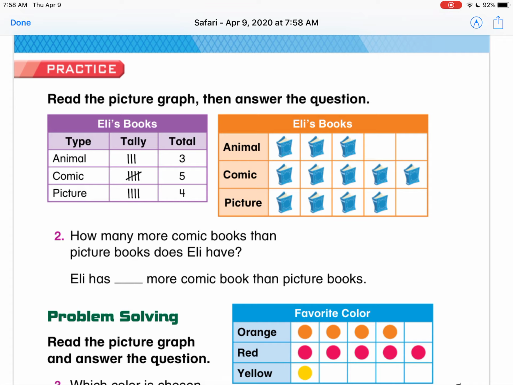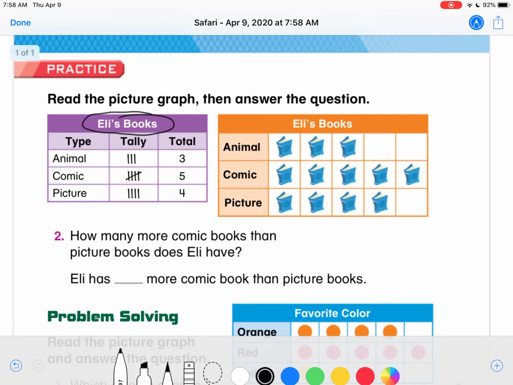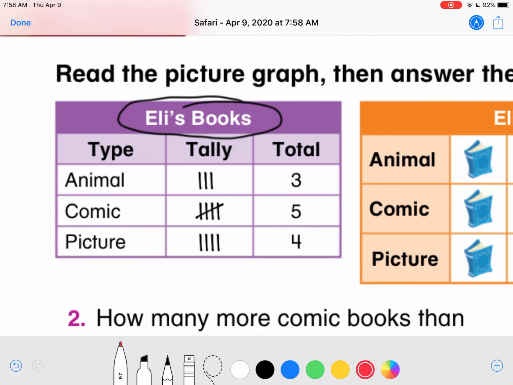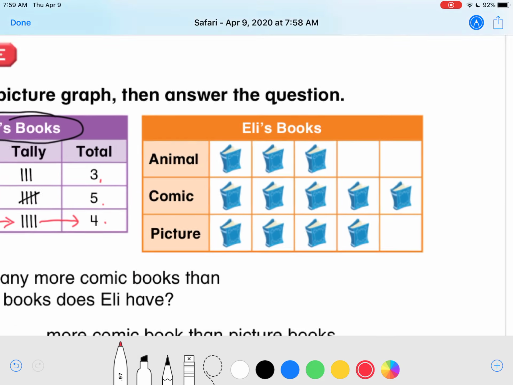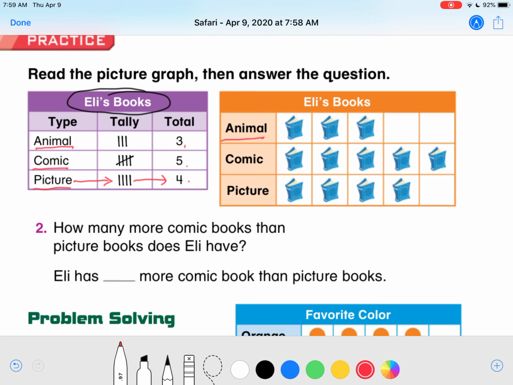Read the picture graph, then answer the question. So here's our tally chart, okay? So it tells us what type of something we're doing here. Here's our title. These are Eli's books. So Eli is reading some different books, and I want to change that from black so that you can see it better. Let's try red. Eli's books. So he's got animal books, comic books, and picture books. There are 3, 5, and 4, because remember I can just go straight across. Picture books, this tells me in the tallies, this tells me in numerals. So now I'm going to change that into a picture graph. So we have animal, the same as here, 1, 2, 3, comic, 1, 2, 3, 4, 5, and picture, 1, 2, 3, 4. So it's the same as these, but this is how the picture graph looks, okay?